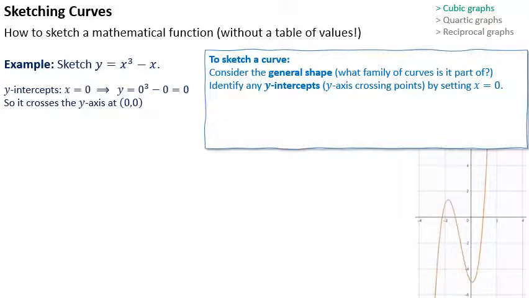If we put x equals 0 into this, predictably enough, we get 0 cubed minus 0, which is 0. So we know now that our curve crosses the y-axis at the origin.